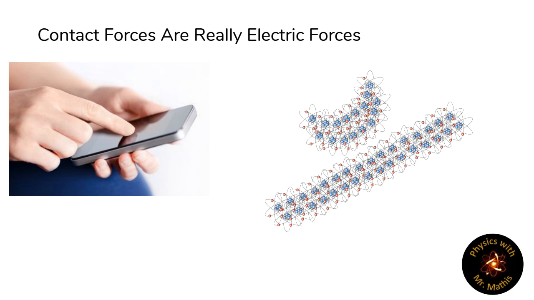Now remember, electrons all have negative charges. So as the electrons in your finger come close to the electrons in the phone screen, there's an electrical force repelling them apart. And the closer they get, the stronger that force becomes. So you feel it as if you're touching the screen, when really the electrons in your finger and the electrons in the phone screen never actually make contact with each other.